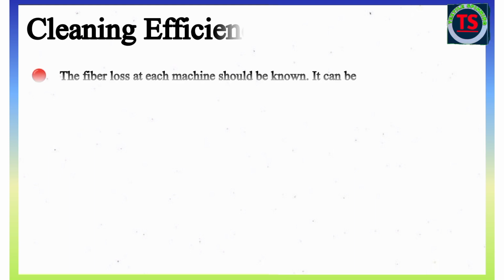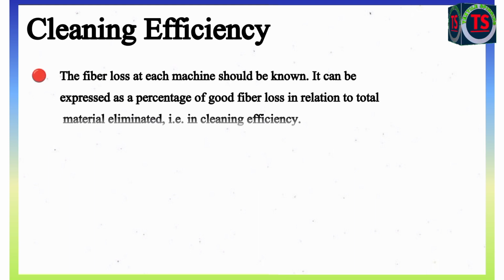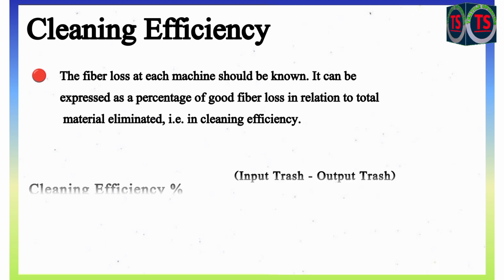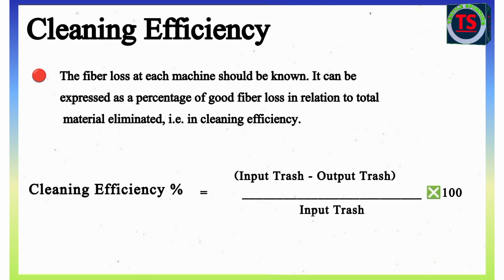Cleaning efficiency. The fiber loss at each machine should be known. It can be expressed as a percentage of good fiber loss in relation to total material eliminated, i.e. in cleaning efficiency. Cleaning efficiency percentage is equal to input trash minus output trash, divided by input trash, multiplied by 100.